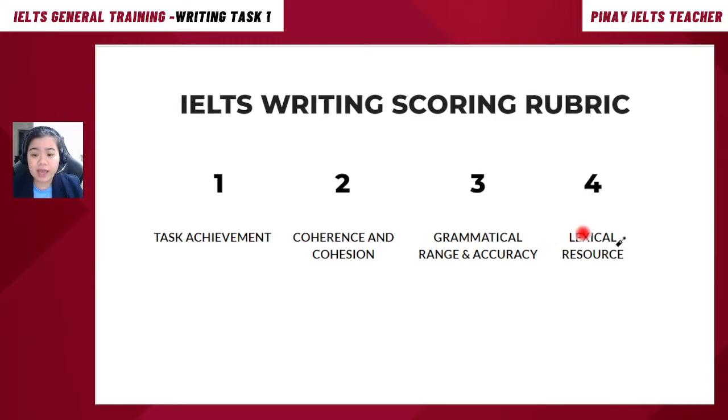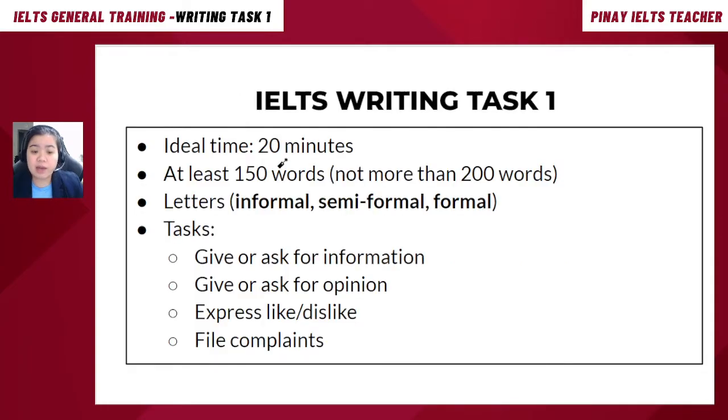Okay. And lastly, your lexical resource. This is your vocabulary. So were you able to use effective vocabulary related to the given topic? Okay, that's it. And some of just the foundations that you need to know about writing task 1. The ideal time to finish is within 20 minutes. You have to write at least 150 words.